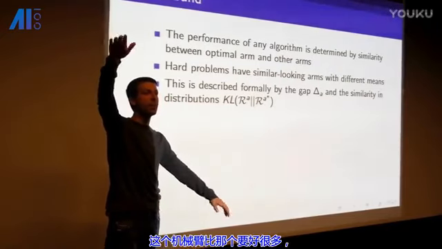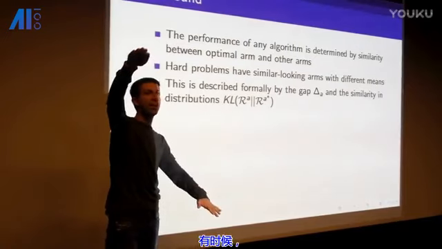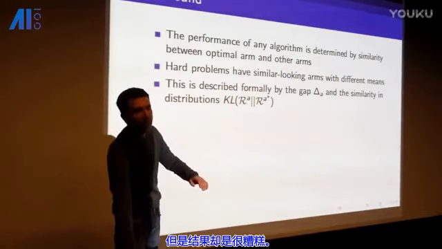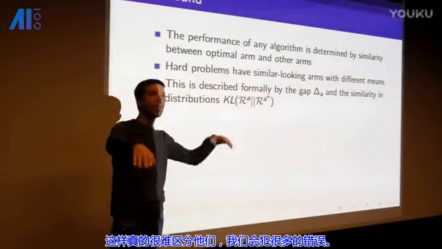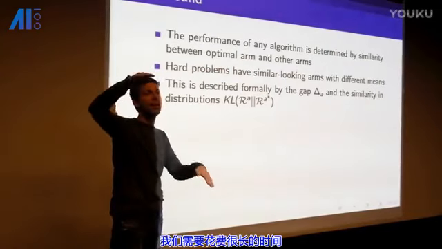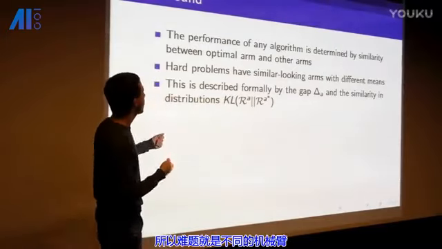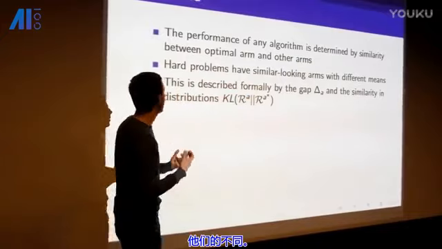Okay? A hard problem is something where you've actually still got one arm that's much better than the other, but there's a lot of noise on these things. So sometimes you take this one and it ends up looking really terrible, sometimes you take this one and it ends up looking really good, and so now it's really hard to disambiguate them and you're making a lot of mistakes, and it takes you a really long time to figure out that this arm is actually much better than this one. So the hardest problems have basically similar looking arms with different means. It's hard to tell the difference between them.